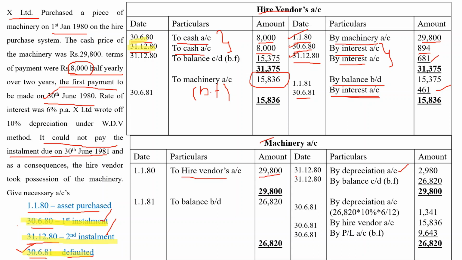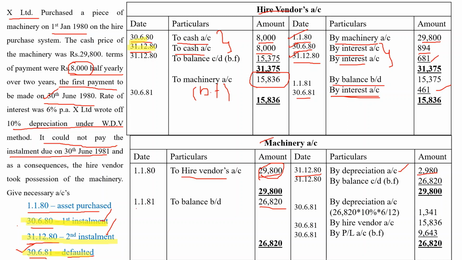At the end of the accounting period, we will charge depreciation. Okay. So depreciation is charged at 10%. Look into the question. 10% depreciation under written down value method. So we are charging depreciation. 29,800 is the cost of the asset into 10 by 100 will give you 2,980 first year depreciation. Tally the accounts. That's all. Only two entries in the first year. Tally your account. Calculate the balancing figure. Bring down the balancing figure to the next year.